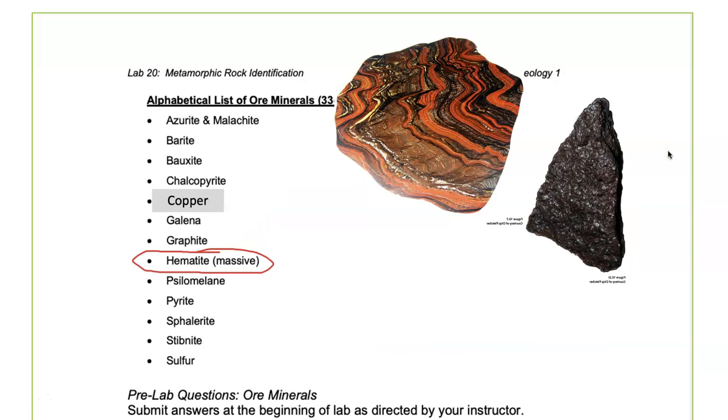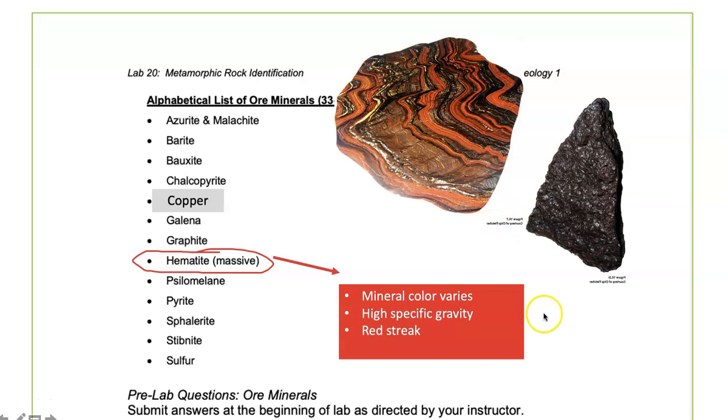Then we come to hematite, which we've seen in several other mineral groups. In this case, we have a banded iron formation. We also have an oolitic hematite over here. The key to hematite is that red streak. It is very unique. So the mineral itself can vary in color from red to a very, very deep red. It also has a high specific gravity. It's an iron oxide. It's very heavy because of the iron. The red streak is really the way to identify it.